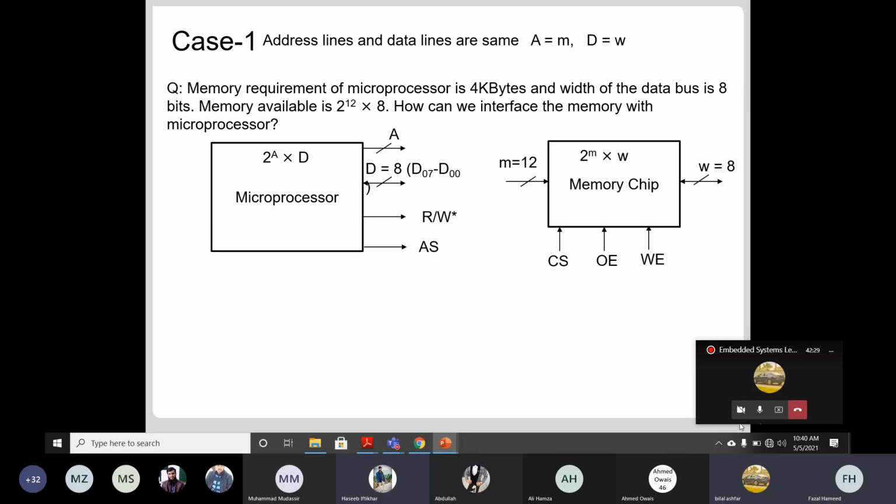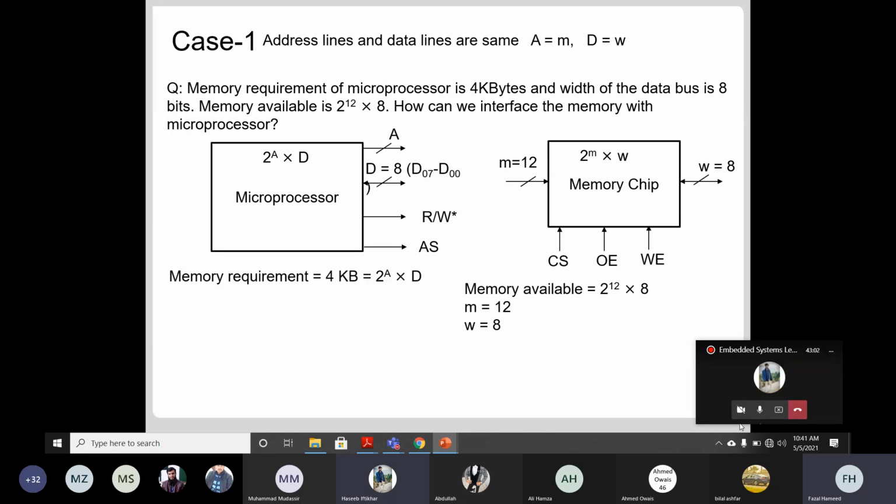Yes. Memory available is 2 to the power 12 multiplied by 8. What does it imply? What is M? 12. What is W? 8. So memory available is 2 to the power M cross W, 2 to the power 12 cross 8. So it means that M is equal to 12, W is equal to 8. Any question? Understood? Yes, sir. Very good.